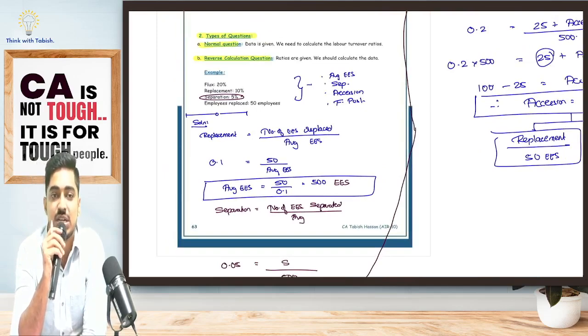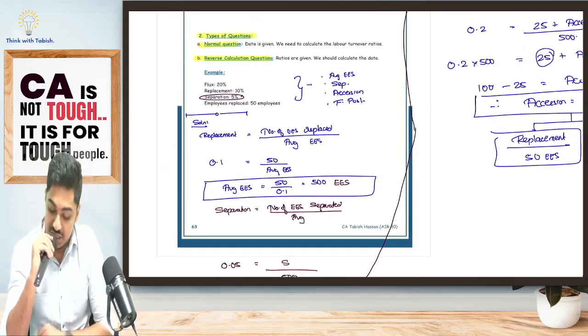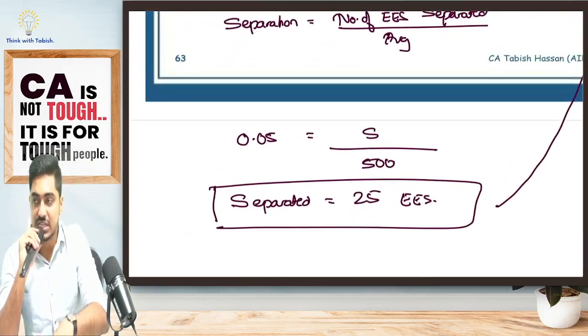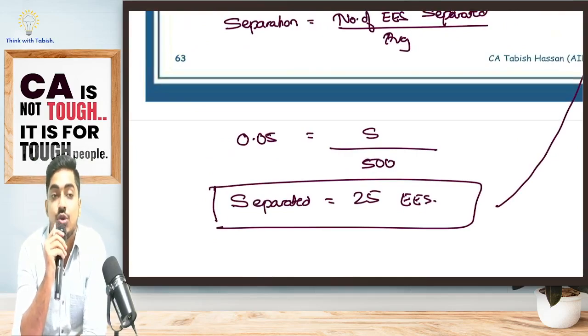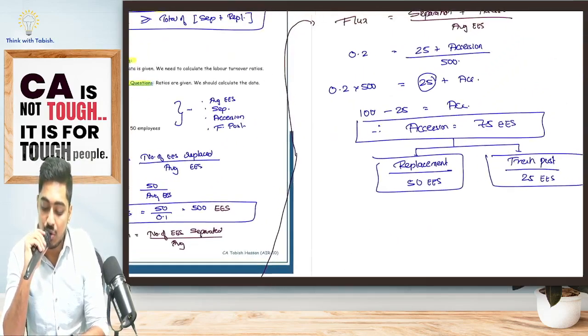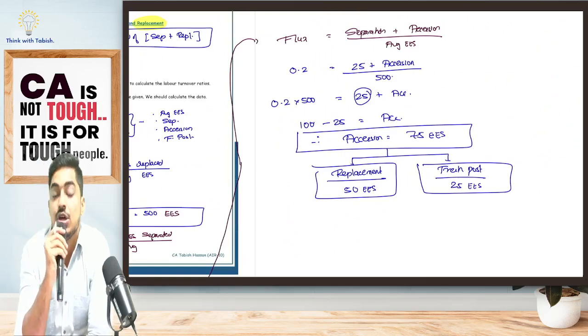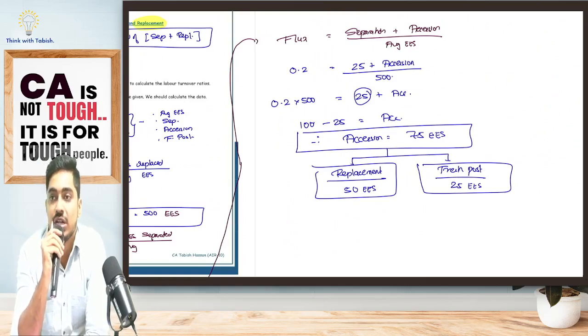Left hand discharged. What is the left hand discharged? Separations. So I will be telling properly, yes, left hand discharge is going to be 25 employees. And it will ask, yes, what are the total number of employees recruited in the organization? Total new employees recruited in the organization.